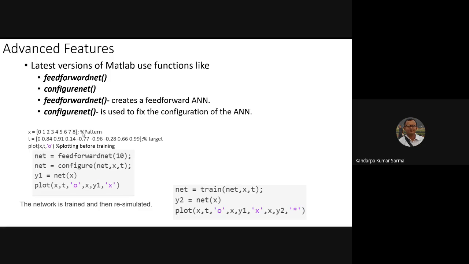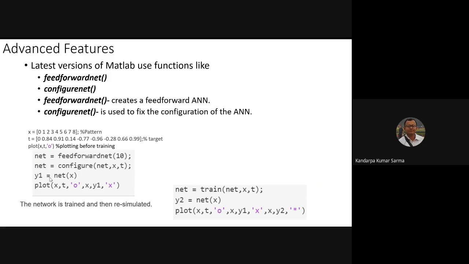So here we can fix a pattern like this. X will be the pattern, T will be the target. We can use the plot function to see the distribution between the pattern and the target beforehand. So we will mark it with this O. So we can here see that the feedforward network is created. Now it is configured. Configured means X and T can have different formats, so their lengths will be there. Depending upon the lengths, the network configuration will be created.